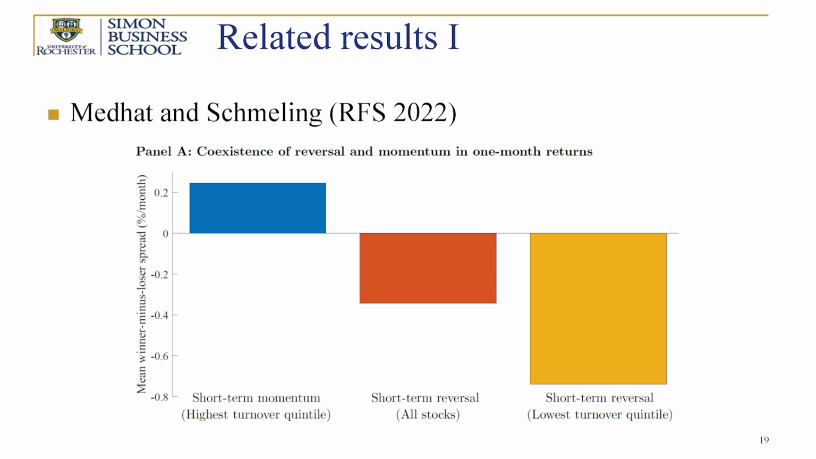So he has this RFS paper from a couple years ago, basically documenting that even though we see unconditionally short-term reversals, that's the middle bar, the negative performance if you construct reversals using all stocks, the point of his paper was really that there were some stocks where you should not expect reversals, you should expect momentum. And it was the high turnover stocks.